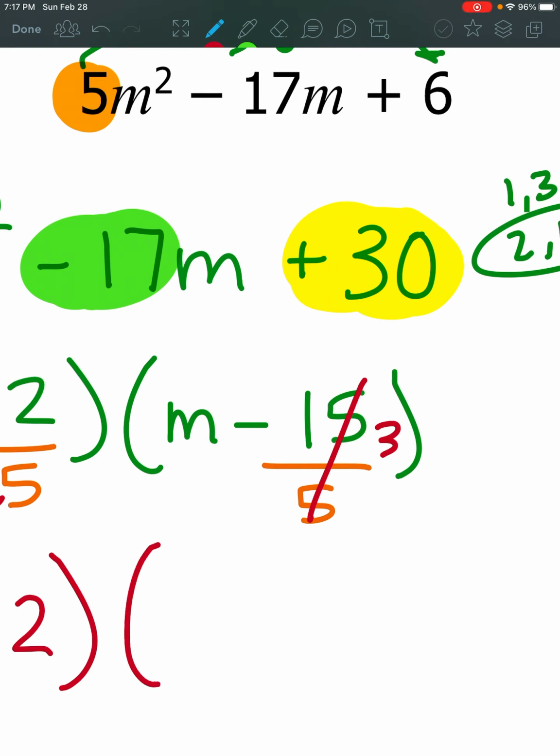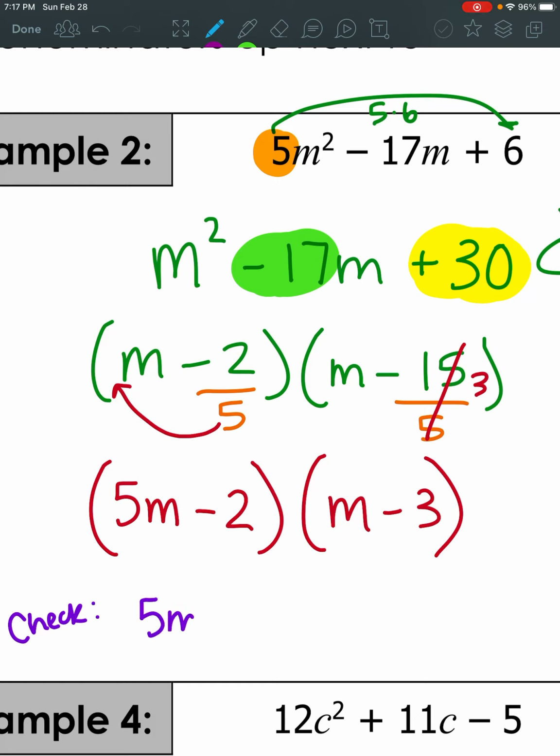And then last step, we always want to check to make sure it goes back. So 5m times m, 5m times negative 3, negative 2 times m, and then negative 2 times negative 3 would switch to a positive 3. The middle terms are both negative, so those would combine to negative 17m, which is exactly what we started with.